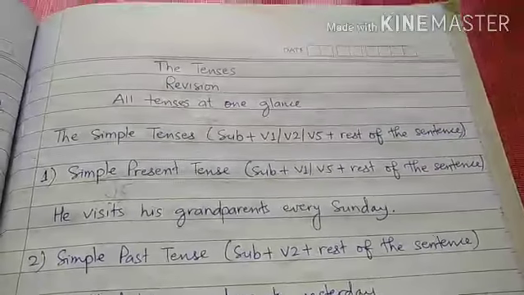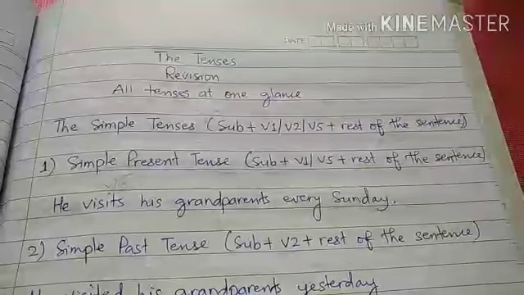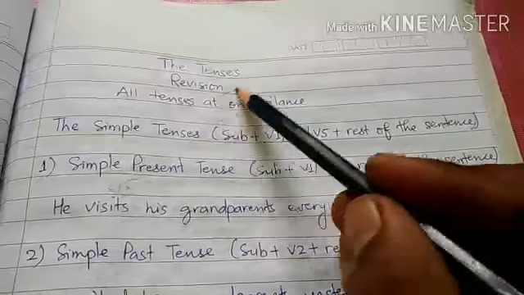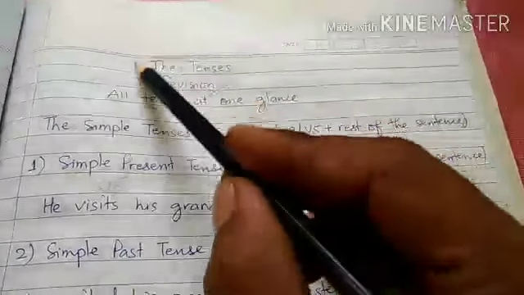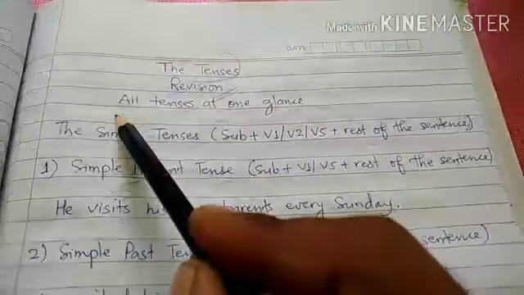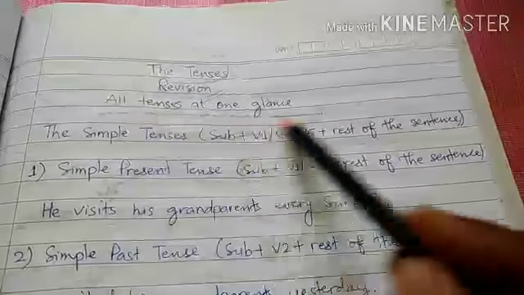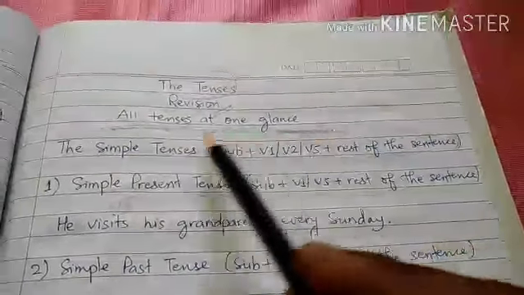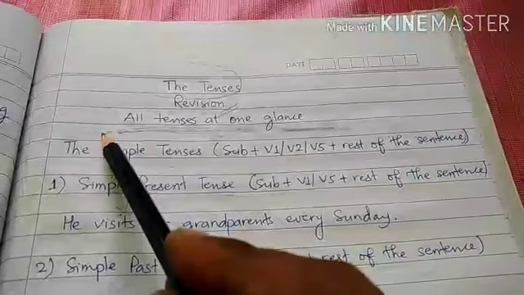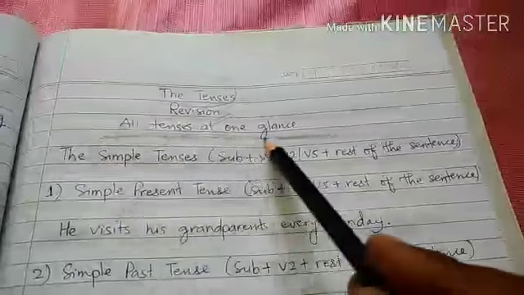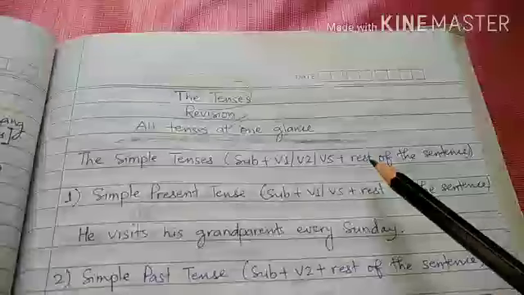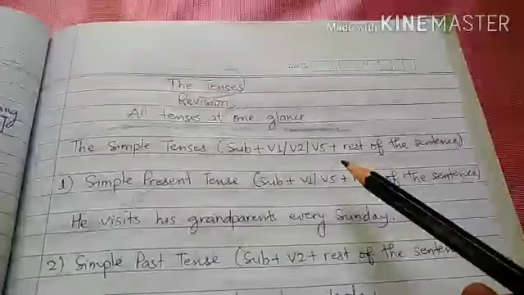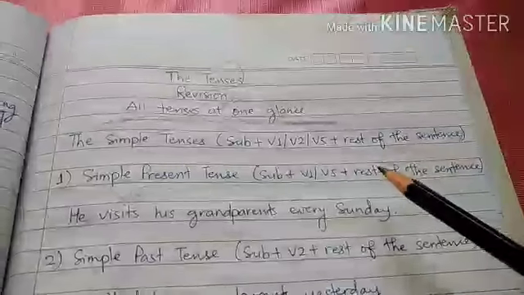In today's class for the students of Standard 8, we will have a short revision class for all tenses, all tenses at one glance. That means we will see all tenses in this video and we will try to transform sentences in one tense to other tenses. In each tense we will transform sentences from one to another.